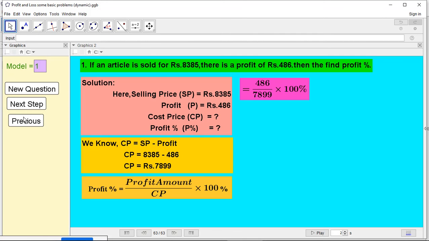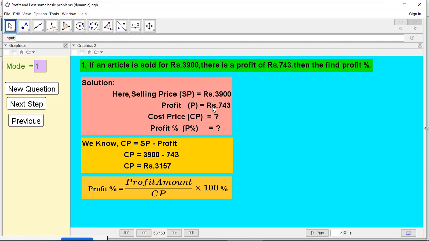Now, moving to the next question, dear students. Next question. Tell me the answer of this question. Everyone, please. Question number 3. This is a dynamic file. Find the profit percent. I have shown this step as well. Thank you, Sulabh. Arugya, thank you.